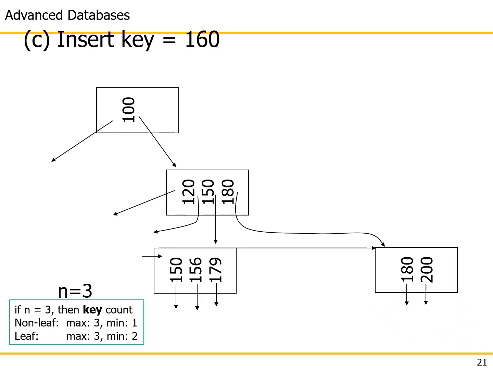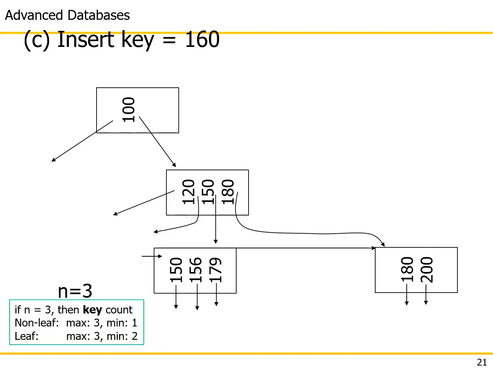Let's look at this example. Here I would like to insert 160. Again, my n is 3. 160 is greater than 100, I move to the right. 160 will reside between 150 and 180, so I follow the reference that is to the right of the 150. And there I have an issue as well. The node that the right reference of 150 is pointing to is full. It has 150, 156, 179. 160 will go in between 156 and 179, but I cannot put it there because I'm already at my maximum.